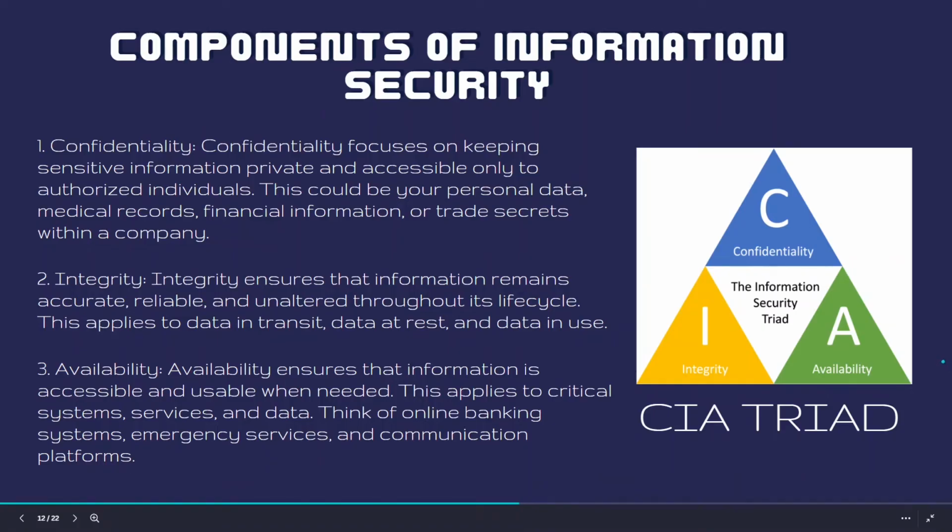Now, it's important to understand that these three components are interconnected and interdependent. Achieving strong information security requires striking a balance among them. To put this into perspective, think of these components as the legs of a stool. If one leg is longer than the others, the stool becomes unstable. Similarly, if we prioritize one component over the others, our security stance becomes imbalanced.